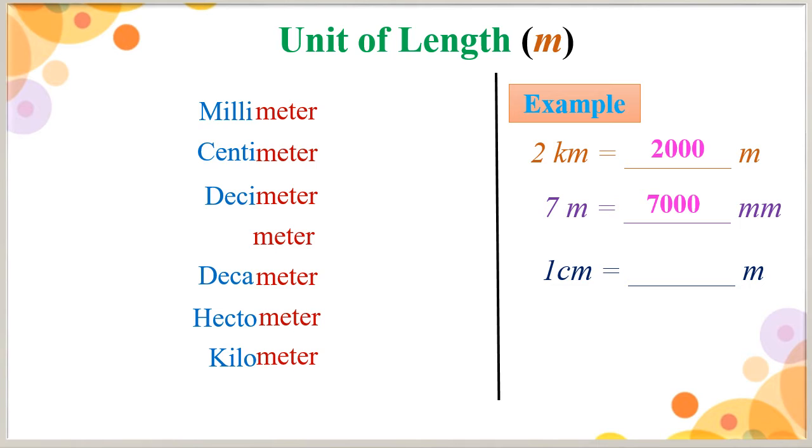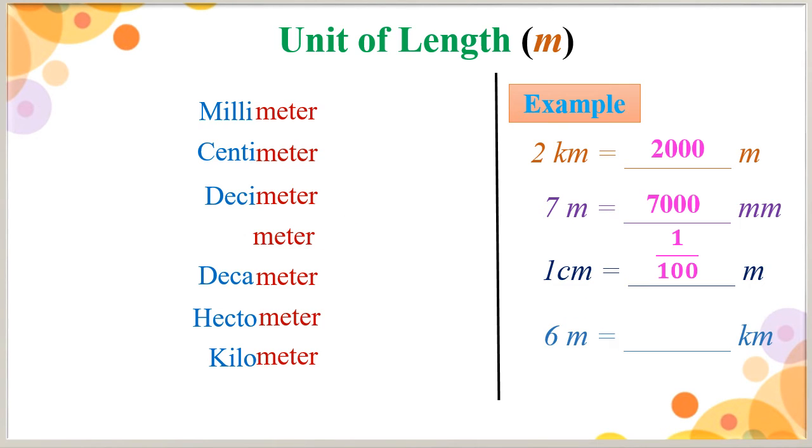1 centimeter equals dash meter. Here centimeter is the smallest unit and meter is the biggest unit. Now we are going to convert from small to biggest one, which means we have to divide at each interval. How many intervals are there? That is only 2. That means 1 by 10 into 1 by 10 will get 1 by 100. 1 centimeter equals 1 by 100 meter.